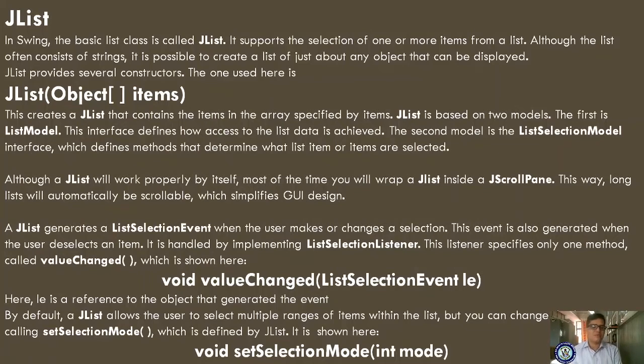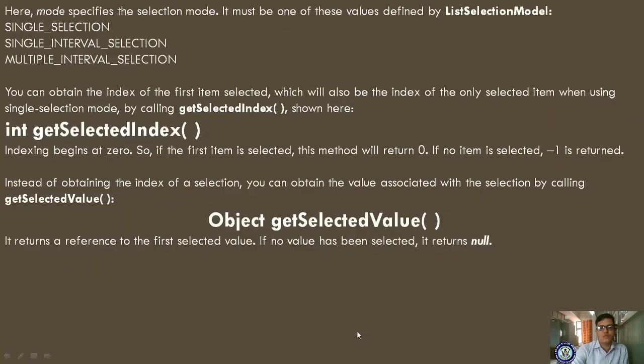By using this set selection mode, you can select more than one item which is defined by the list. Here setSelectionMode takes an int mode. By specifying the int mode, you can select more than one item in the list box. Here mode specifies the selection mode.